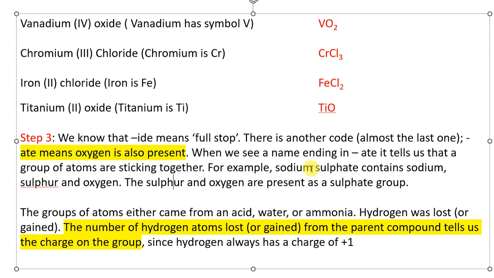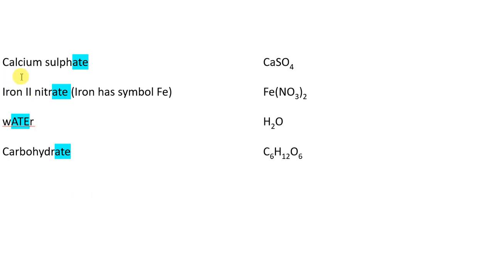But for now, sodium sulfate, I see the sodium named. Yep, contains sodium. Sulf, that's sulfur. And ATE, that's always oxygen. They're present, so the sodium and the sulfur and the oxygen are present as a sulfate group. Now this group of atoms will either come from an acid, water, or ammonia. Hydrogen will be lost or gained when the group is formed. But that's part 2. For now, calcium sulfate, the ATE rule, contains calcium, sulfur, and oxygen.